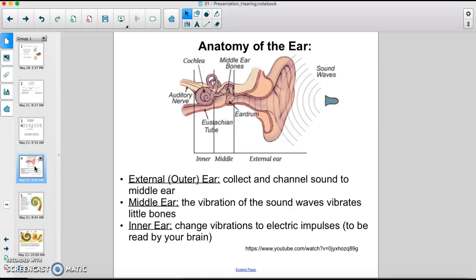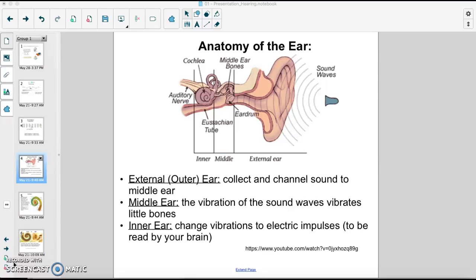The middle ear. In the middle ear, the vibrations of those sounds start to vibrate tiny little bones. Those tiny little bones, the hammer, the anvil, and the stirrup. This is a really good trivia fact. They're actually the 3 smallest bones in your body, the hammer, anvil, and stirrup.